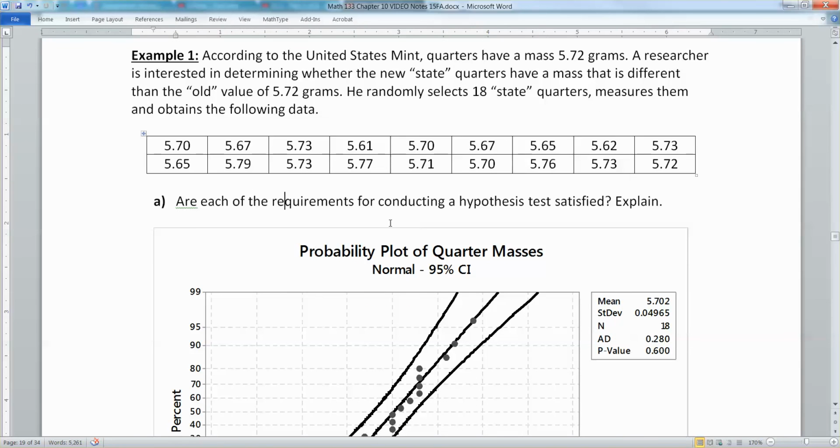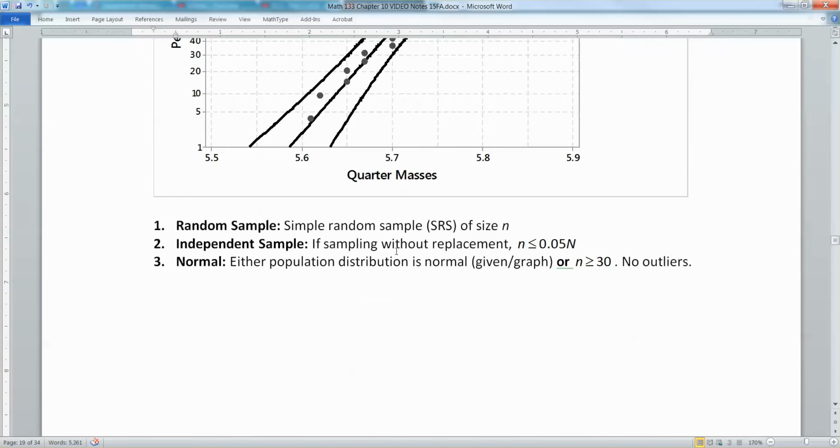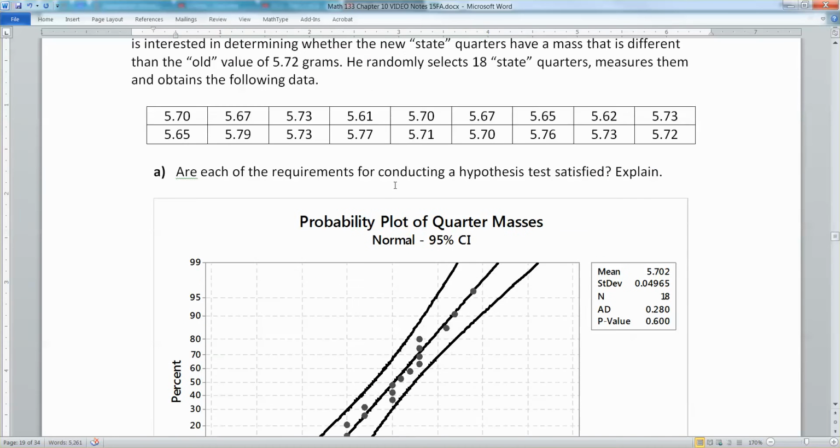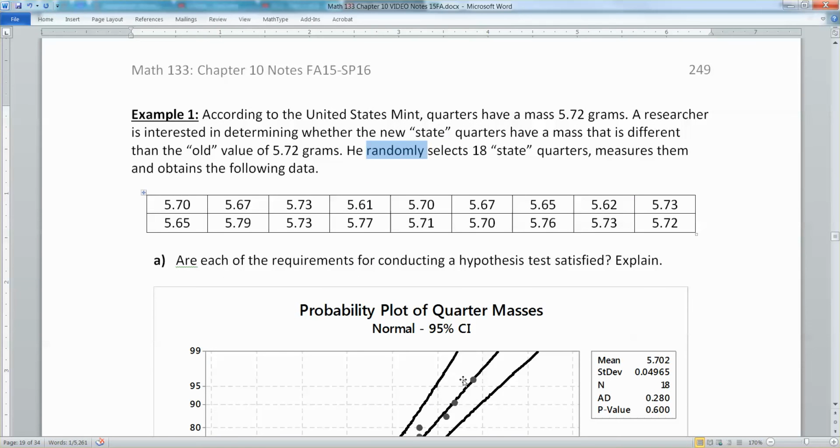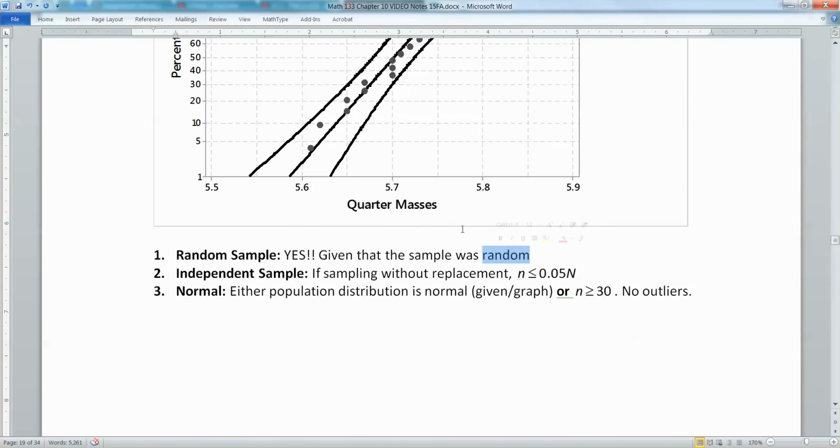Okay, so is each of the requirements for conducting a hypothesis test satisfied? Explain. So I typed up what those requirements were, and I'm just going to rewrite them. I don't actually want this portion; we're going to write over that. So did we have a simple random sample? Yes, right? It was given that the sample was random. I think it's stated in the problem somewhere. Yep, randomly selects right there. So given that it's random.